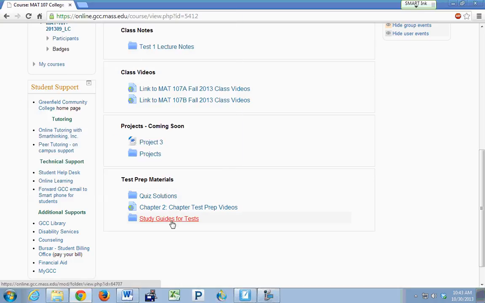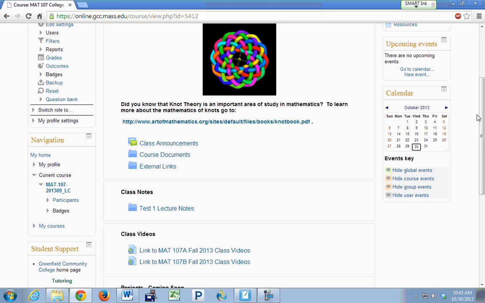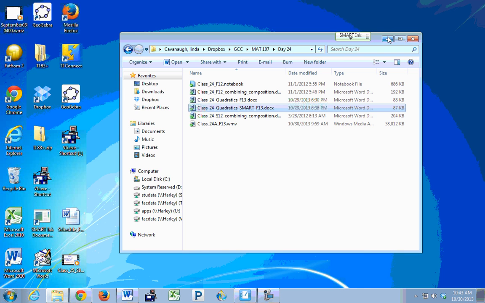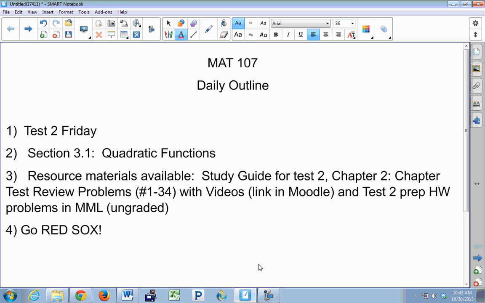Your study guide that you have back there that I gave you on Monday is available here as well. You also have, just like on test 1, we had that test 1 homework, extra homework problems that was ungraded. We have a test 2 with lots of problems in it as well. So there's no problem finding problems to work on to prepare for the test. The main problem you would have is finding the time to do it all. So remember, you got the study guide, you've got the chapter 2 problems with the videos, and then you have those homework problems in the My Math Lab.